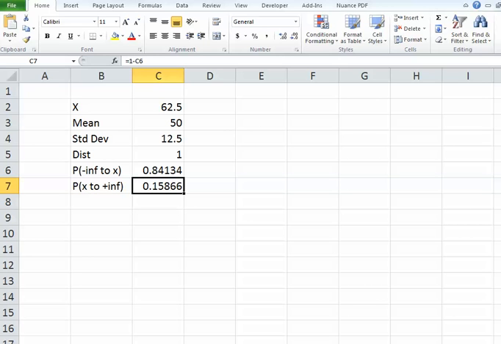Now you can see that it's not exactly 16% as we calculated previously from the approximation method, but it's pretty close. You've got to remember that approximation method is only an approximation, and it only shows these discrete values, where the norm dist function is a continuous function.